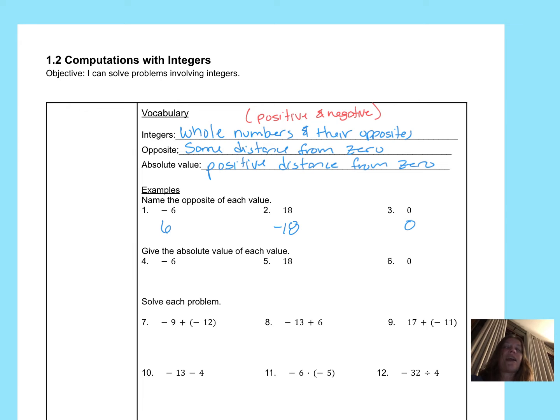Okay, now we're going to give the absolute value. Negative 6 is 6 spaces away from 0. If you start at negative 6 on a number line and you count back up to 0, it's 6 spaces away. 18 is 18 spaces away from 0, and 0 is 0 spaces away from 0. So again, absolute value is always positive. I'm actually going to write that note off to the side so I remember that.